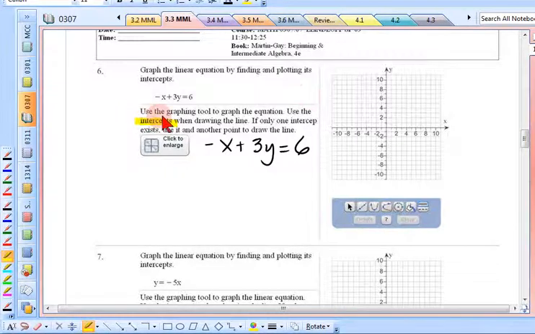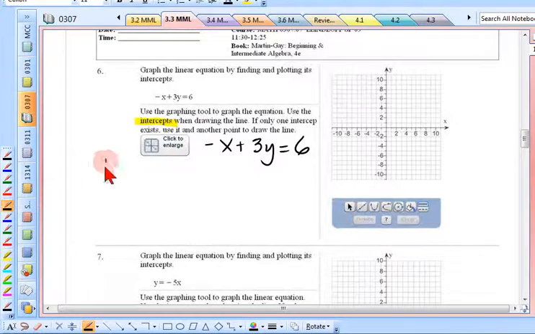It says, use the graphing tool to graph the equation. Use the intercepts when drawing the line. If only one intercept exists, use it and another point. Now, right now you might be wondering, how could only one intercept exist for a line? And we'll talk about how that could happen in just a second. It will just become apparent when it does.